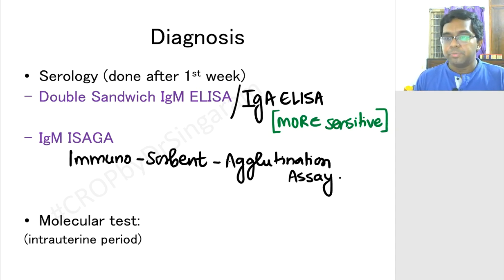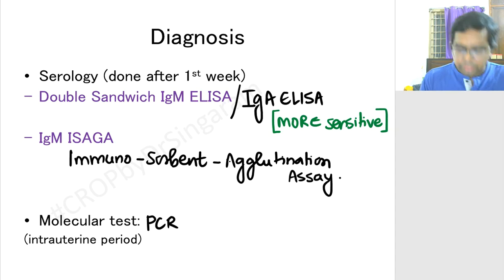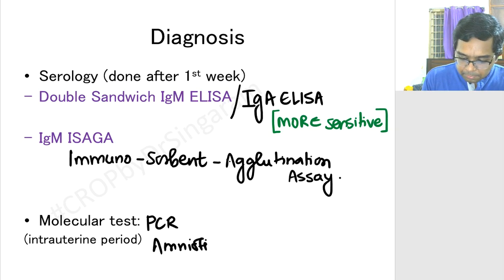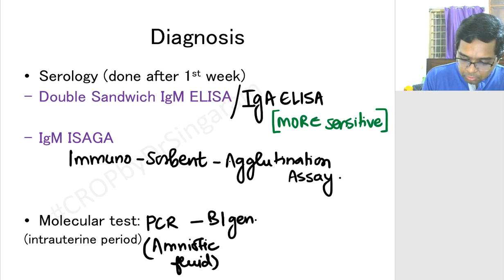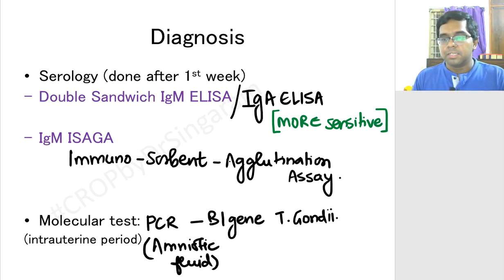In the intrauterine period, if you are suspecting congenital toxoplasmosis, you can do molecular testing. Remember, it is not after birth, I'm talking about the intrauterine period. Now this molecular testing is done with the help of PCR of amniotic fluid. You are going to take the amniotic fluid, and there you are going to do the PCR. This is done to detect the B1 gene of Toxoplasma gondii. That's how it is helpful. This question may be asked in your exam, so that's why I have mentioned this.